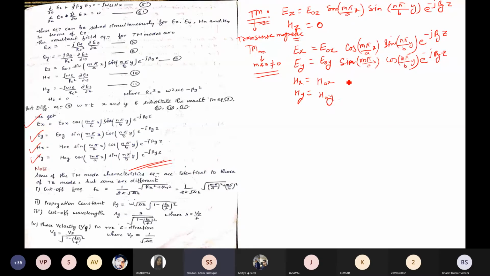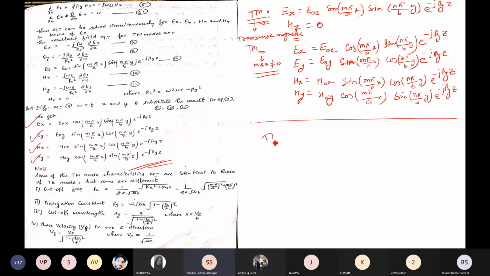So that can be read as H naught x. If you're writing the x component, the sine will be as it is, m pi by a into x, and that will be cos n pi by b into y, e to the power minus j beta g into z. And if you're writing y, you just take the differentiation of the x term, cos m pi by a into x, and you have sine n pi by b into y, e to the power minus j beta g into z. Similarly, you can go for the TE mode also, what we have solved.